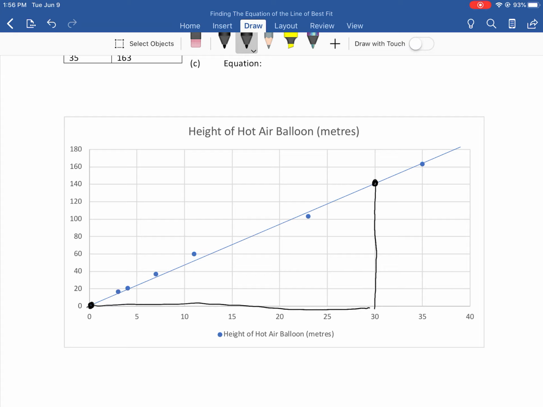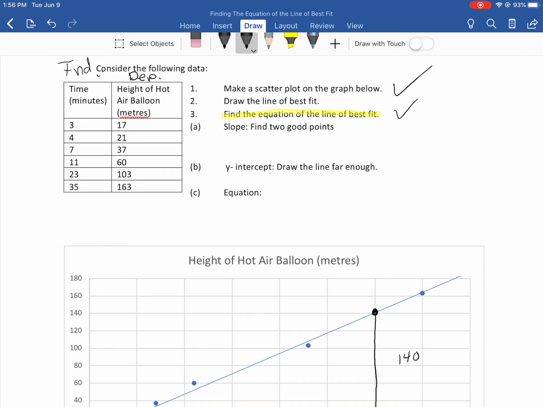That's what I mean by good points, because when you do that, finding the slope is just rise and run here. It rises by 140. Watch that scale. It runs by 30. And so now I've got the slope here. M is 140 over 30.